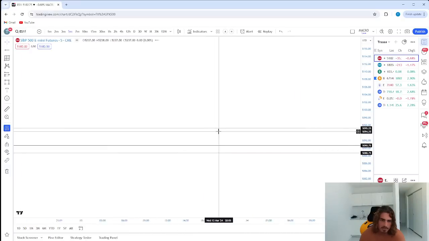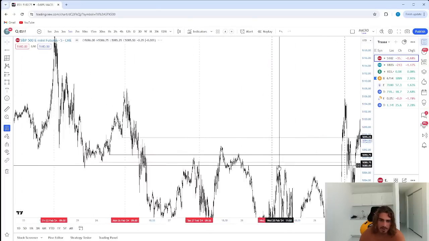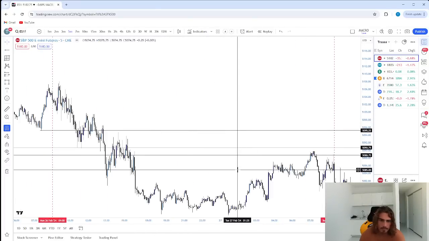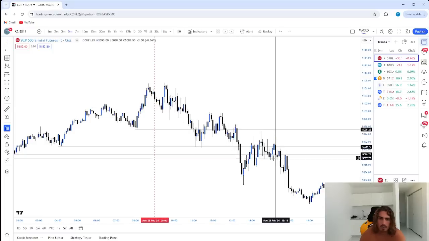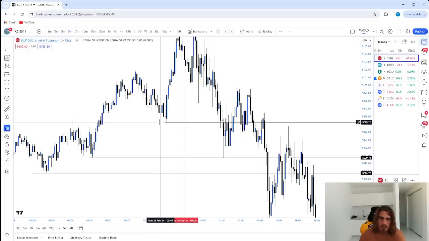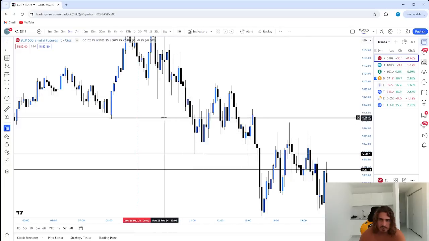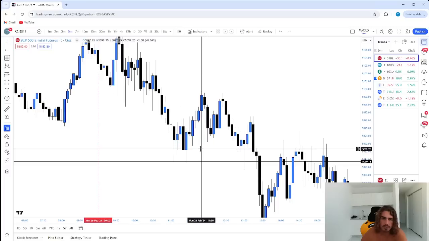What are we able to do? Since the 4-hour and the hourly are in line, we're able to scale down into the 5-minute time frame. Okay. What do we see here? Boom, price, liquidity gets swept. Both of these draws of liquidity get swept. What are we looking for? We're looking for a break of structure.